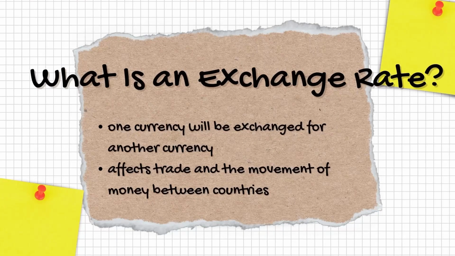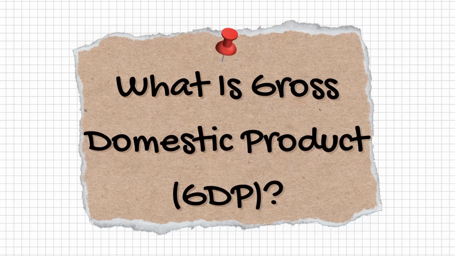An exchange rate is a rate at which one currency will be exchanged for another currency and affects trade and the movement of money between countries. What is gross domestic product?